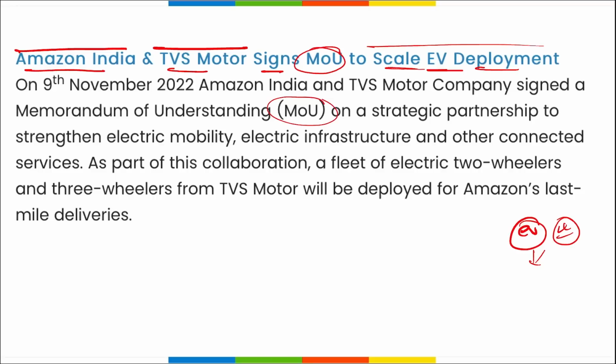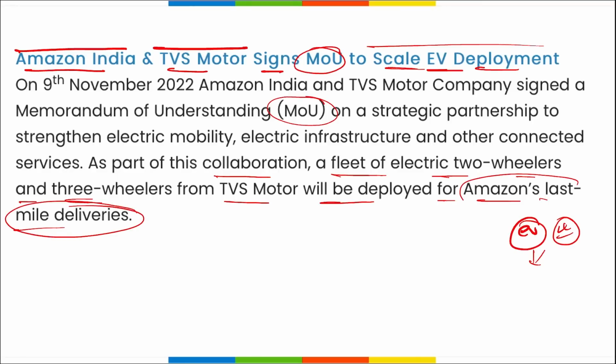So as a part of this collaboration, a fleet of electric two-wheelers and three-wheelers from TVS Motors will be deployed for Amazon's last mile deliveries. All right, we know Amazon is a very big player in the market for the supply chain, so they need vehicles for delivering various products. So it will be TVS that will provide them with these electric vehicles, be it two-wheelers or three-wheelers, so that they can easily supply their products to the people.